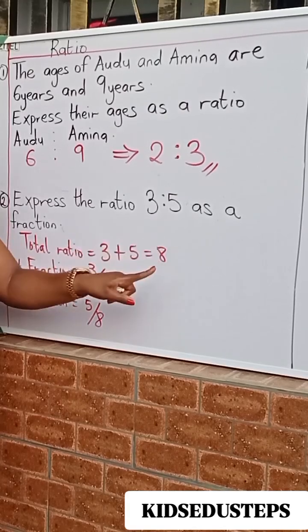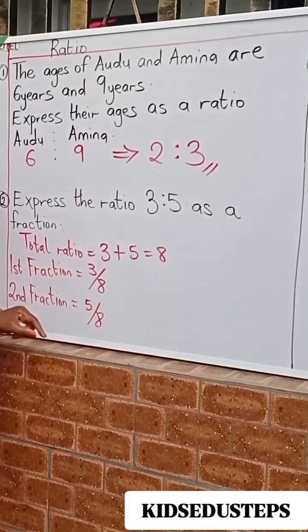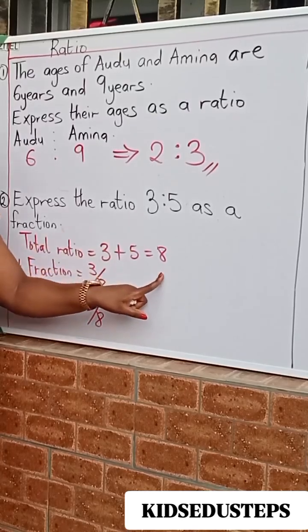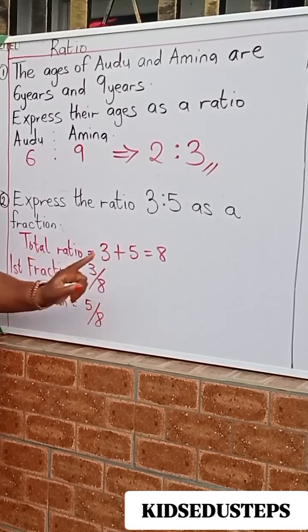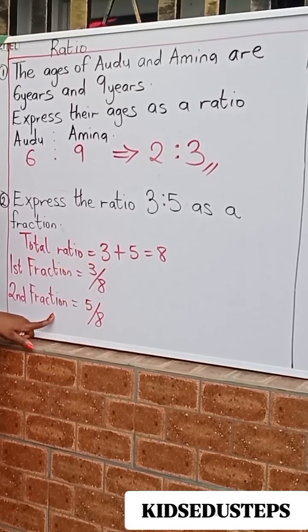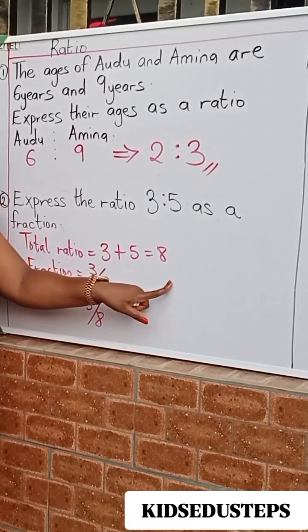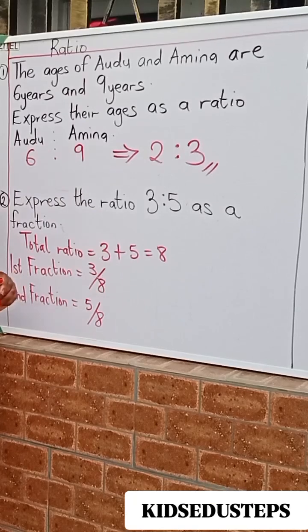When you add it up, you get the total ratio. Now, the first fraction you will be getting will be the first number over the total ratio, while the second fraction is the second number over the total ratio. I hope this is well digested.